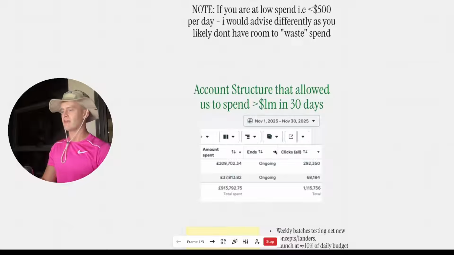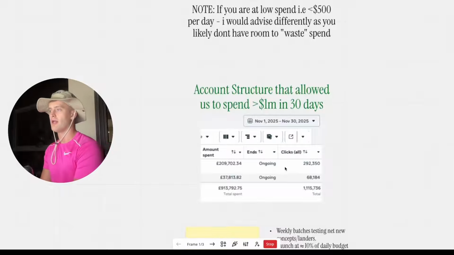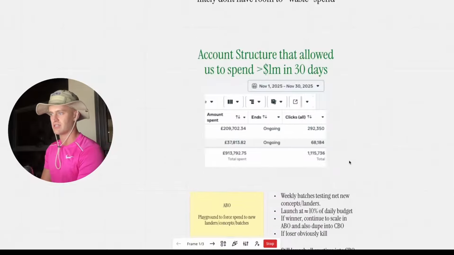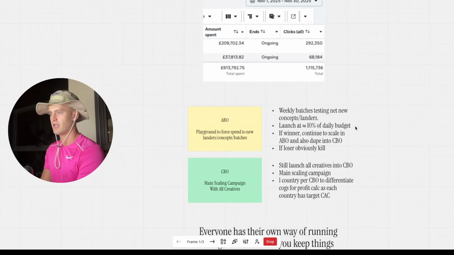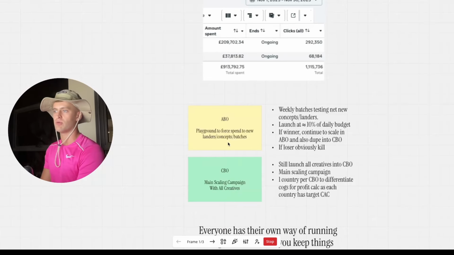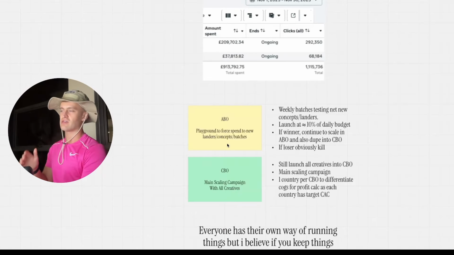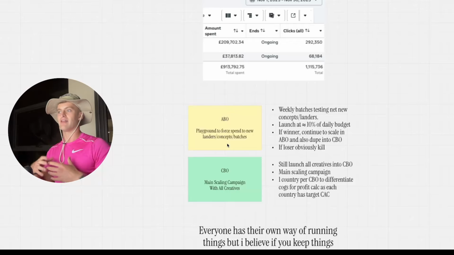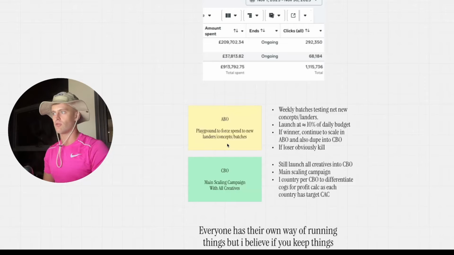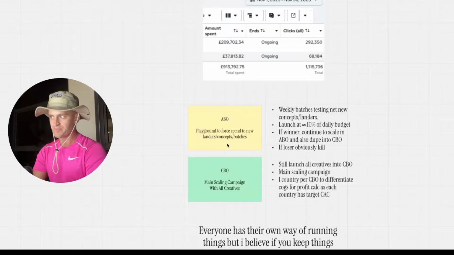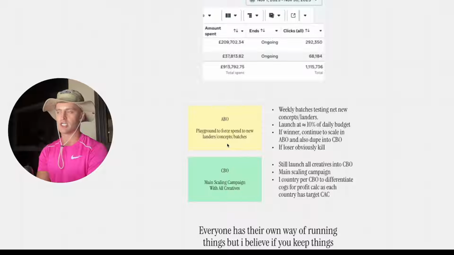So the ad account structure that allowed us to spend more than $1 million in 30 days, as you can see by the image below, in November, was simply just having one ABO with weekly batches that was testing net new concepts or landing pages. So if we had a completely new style of ad, it's taken us a long time to edit, brief, get a creator on that, and say we've got a batch anywhere between 5 to 10, we would allocate that inside an ad set inside the ABO, and we would launch it at roughly 5 to 10% of the daily budget.